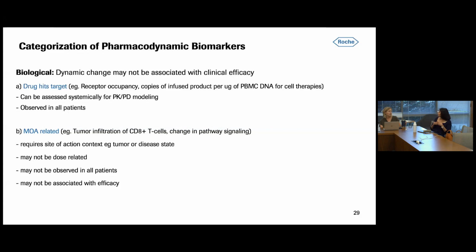Yes, you can. If you know the wanted biological effect, and you can measure that, and you have your safety liability, it comes down to the threshold: what kind of effect do you want, and how much safety liability can you tolerate? But that is exactly how you would use biomarkers.